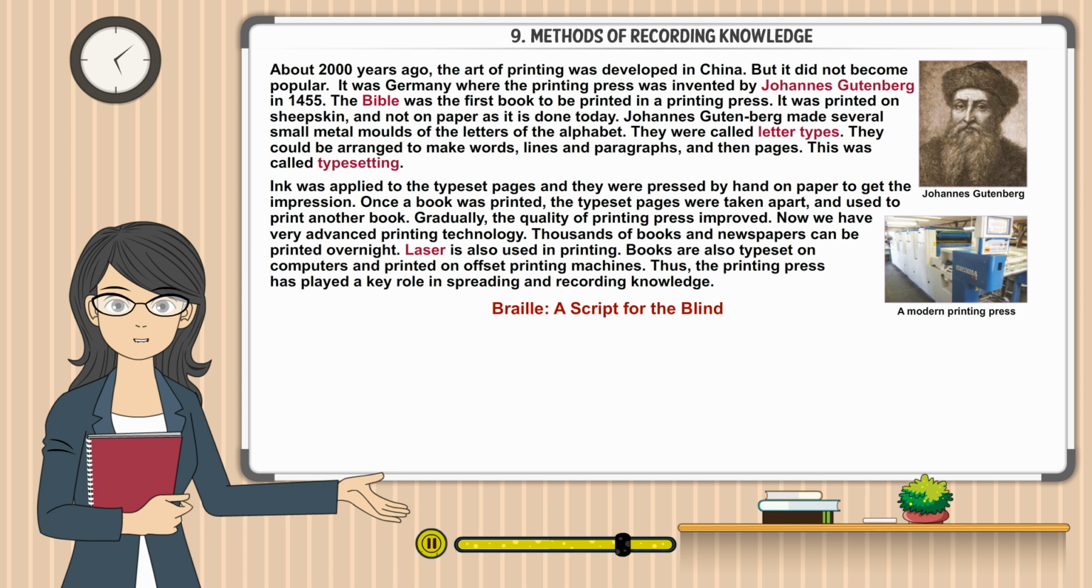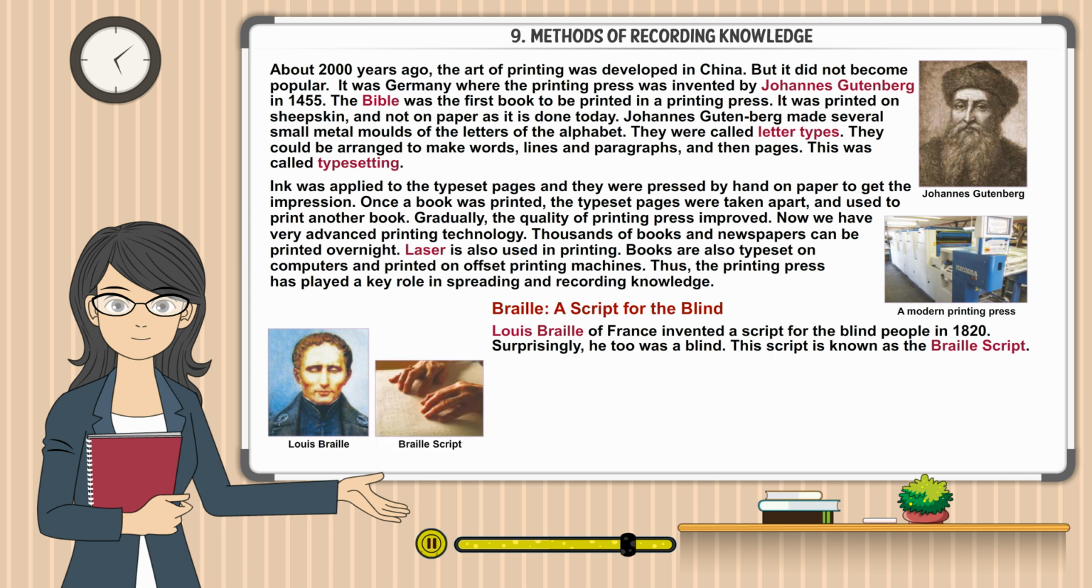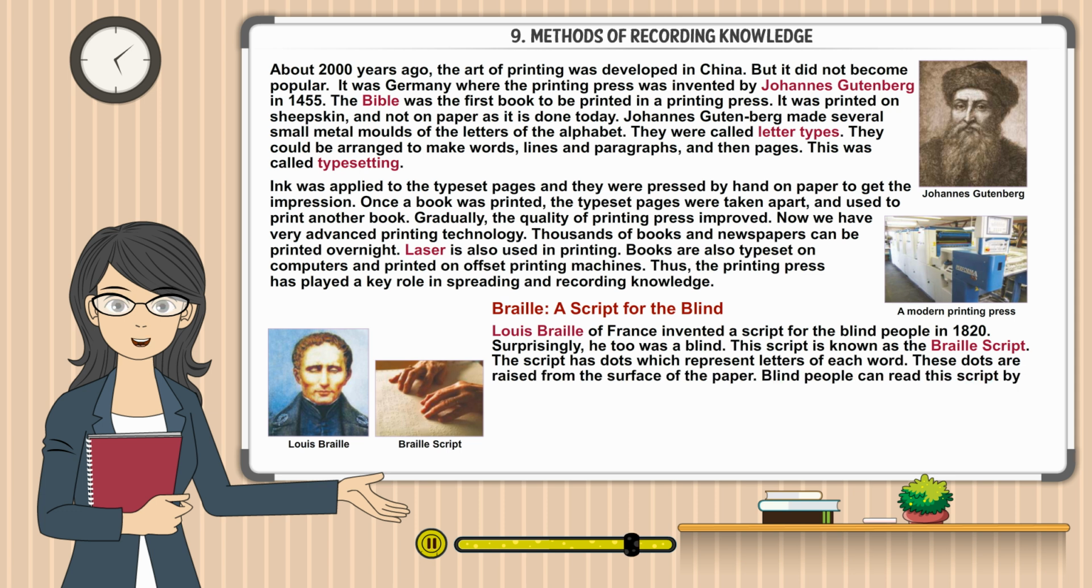Braille, a script for the blind. Louis Braille of France invented a script for the blind people in 1820. Surprisingly, he too was blind. This script is known as the Braille script. The script has dots which represent letters of each word. These dots are raised from the surface of the paper. Blind people can read this script by putting their fingers on the dots.